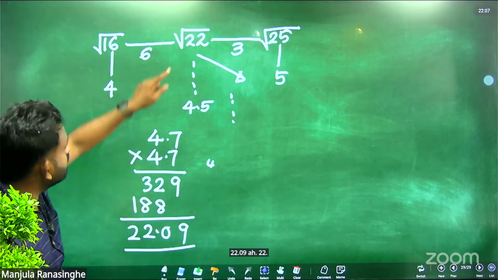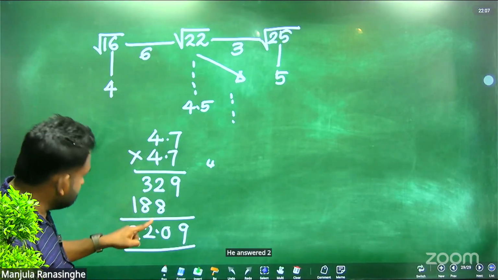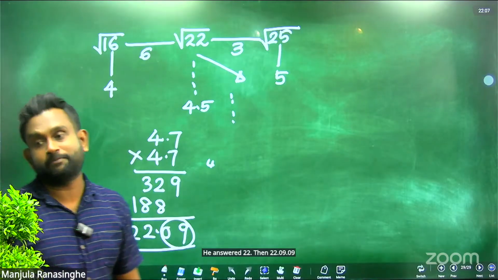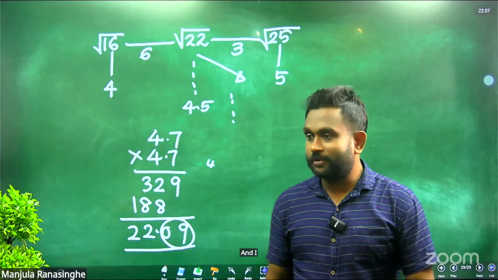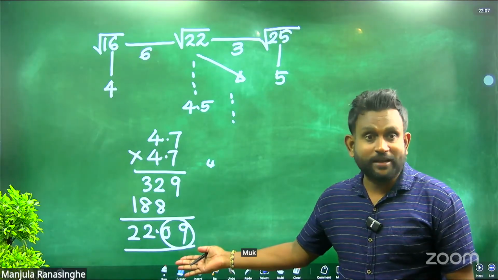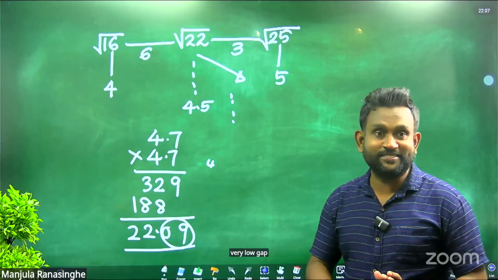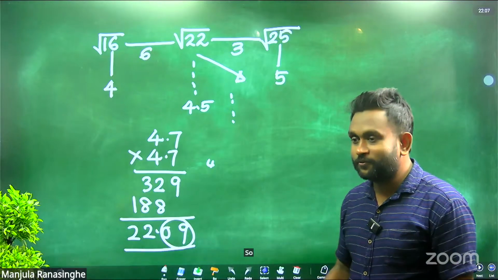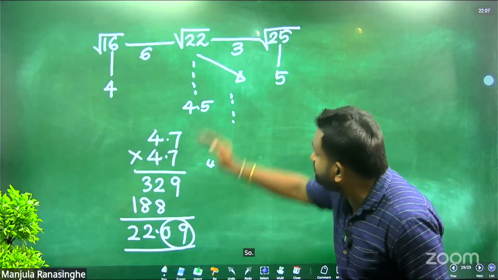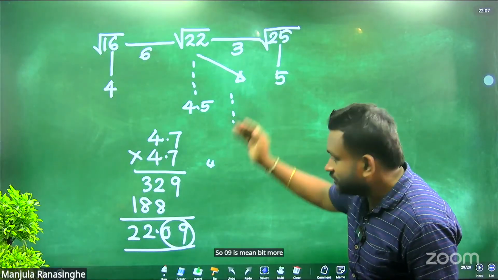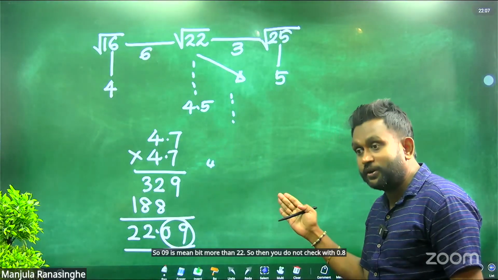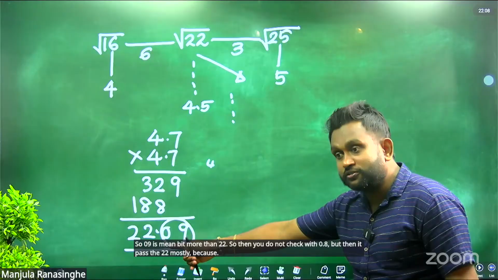We wanted 22, and it gives 22.09. The 0.09 is a very small gap, so this is very close to 22. So if you check the next one, 4.8, it would pass 22 by much more, so you do not need to check it.